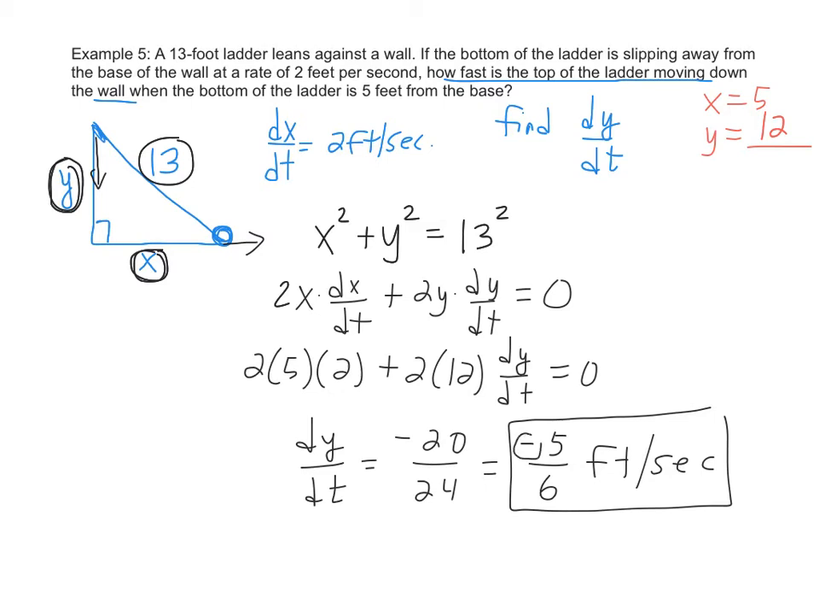All right, this negative is telling us the direction. Okay, it's going down in this case. It's decreasing at a rate of 5/6 feet. All right, that's for y, every second that goes by. So every second that goes by, y is going down by 5/6 feet. Okay?